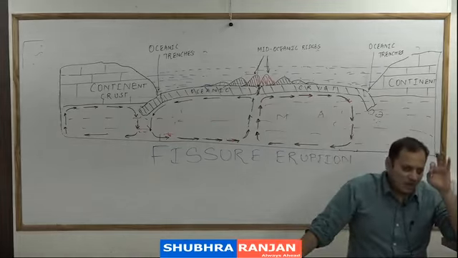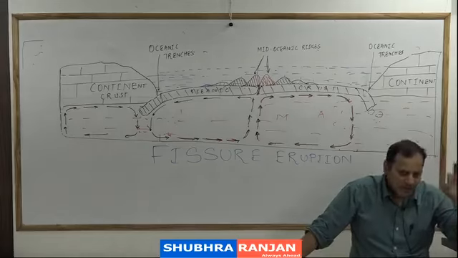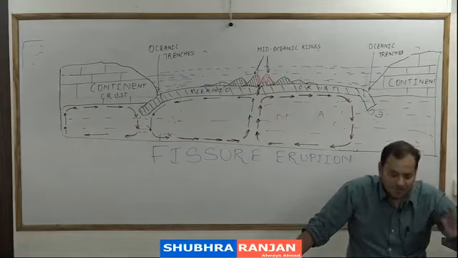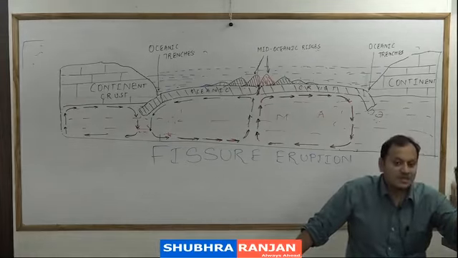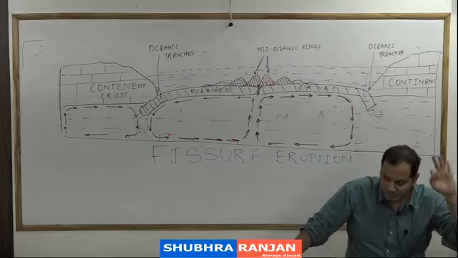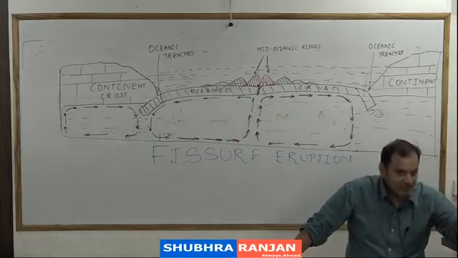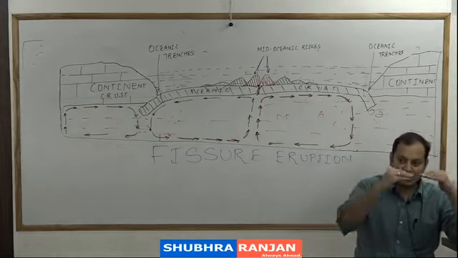Therefore, along the central part of an ocean, where the mid-oceanic ridge is there, we find volcanic eruptions. But what kind of volcanic eruptions? Silent or fissure kind of volcanic eruptions. The oceanic crust which is created is destroyed when it comes into contact with the continents.